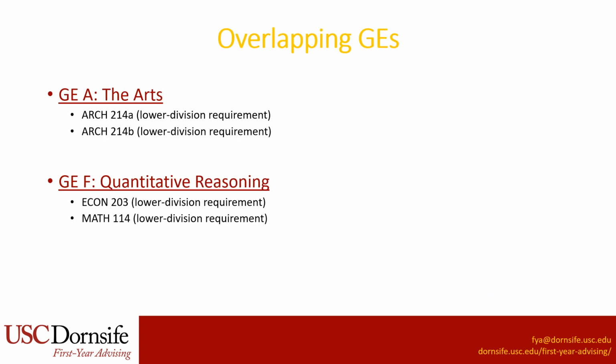And there are also some overlapping GEs with this major as well. So for the lower division architecture classes, this will cover your GEA, the arts requirement. And your lower division econ and math requirements will also provide you with GEF quantitative reasoning credit.